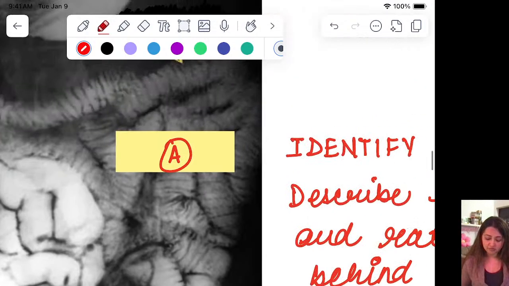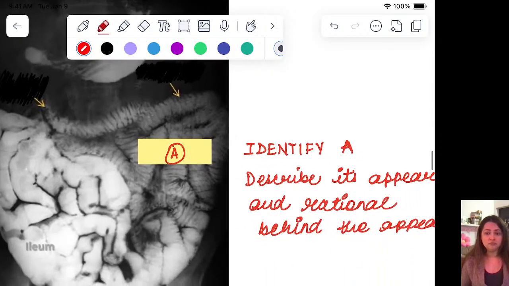What is the reason for this feathery appearance of the jejunum? What is the reason behind this appearance? Anyone? Why do you see this feathery appearance here? Yes, guys. What is the reason for the feathery appearance of jejunum?